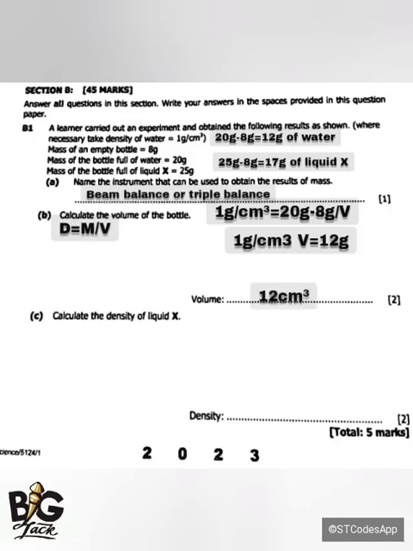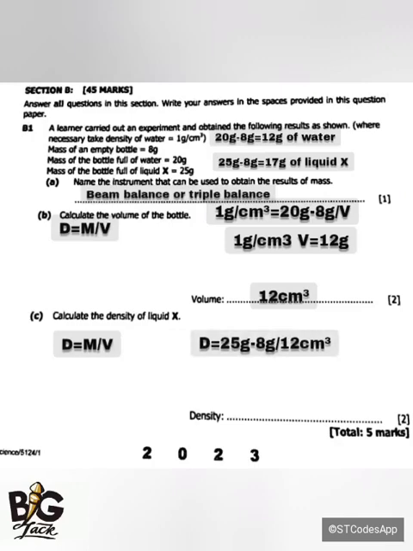Question C reads, calculate the density of what? Liquid X. Calculate the density of liquid X. So I'm going to say the density of liquid X is equal to mass over volume. Now, do we have volume here? Yes, of course we have. We are going to use the volume from question B, which is 12 centimeters cube. So I'm going to say density is equal to mass, which is 25 grams minus 8 grams of the empty bottle, so that I remain with what? The mass of liquid X.